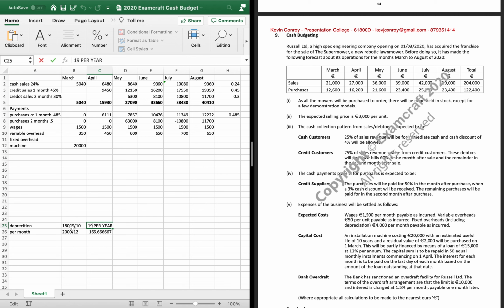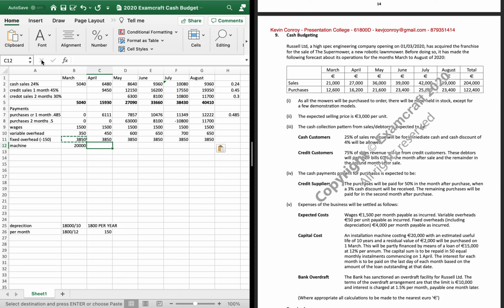So anytime you get a decimal place, just think, is it right? It can be right, of course it can. But there's a good chance it's wrong. So that should be 1,800 divided by 12, so it should be 150. It is, so the fixed overhead of 150, we have to take away, sorry, the depreciation of 150 from the fixed overhead. So the fixed overhead is 4,000 minus 150, so 3,850. But I'll just slot them in each month.